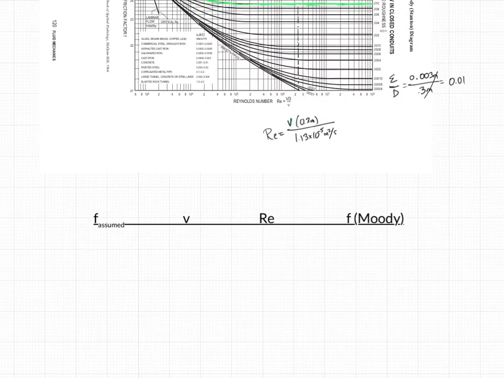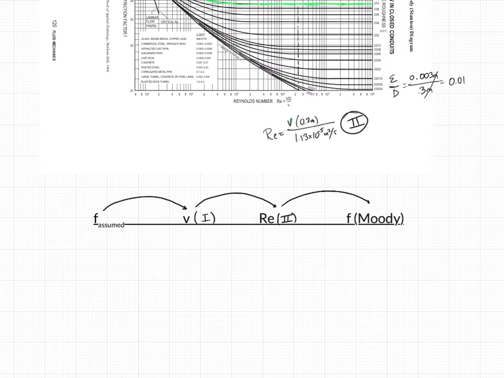From that F value, you're going to be able to get a velocity using an equation, which I'm going to call equation 1. We'll label it when we get there. From that velocity, you can get a Reynolds number from equation 2. Incidentally, this is equation 2. We've already gotten there. And then from that Reynolds number, we're going to go and get F off of this Moody diagram. So we need some equations.